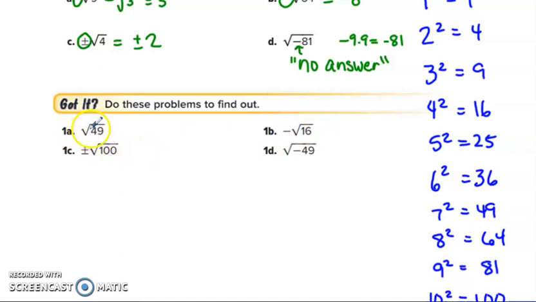Okay, so what number times itself equals 49? 7. No sign in front of it. We're good. Okay, what number times itself equals 16? That would be 4. There's a sign in front. There we go. What number times itself equals 100? That'd be 10. There's a sign in front, plus or minus 10.